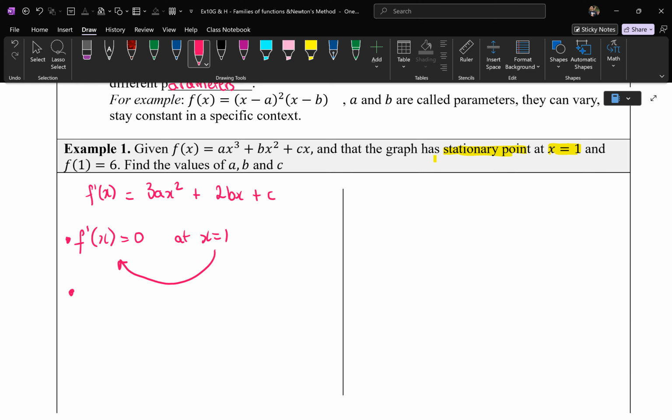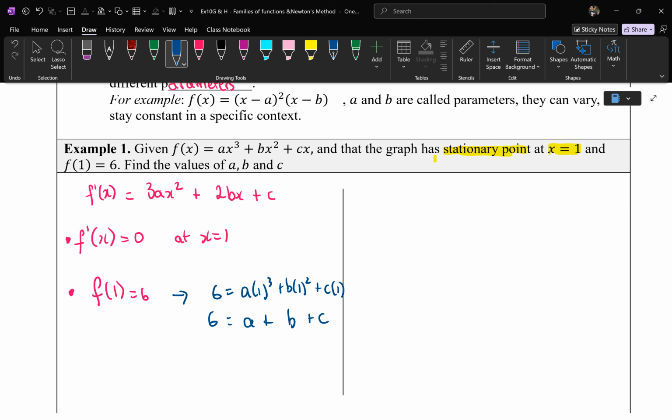So that's point 1. Then they also gave you a second piece of information. Because clearly you've got a, b and c to figure out, likely you'll need multiple equations. They told you f of 1 equals 6. f of 1 equals 6 means that when x is 1, the y coordinate has to be 6. So here we go, let's sub it in. f of 1 equals 6 means that 6 is equal to a times 1 cubed plus b times 1 squared plus c times 1. That should just give you a plus b plus c is equal to 6.